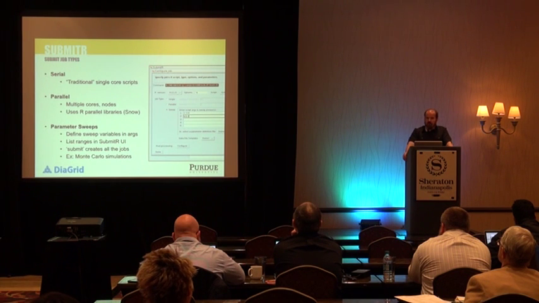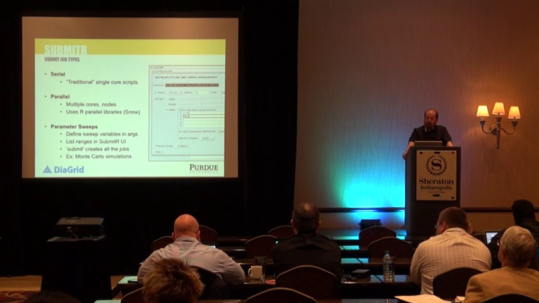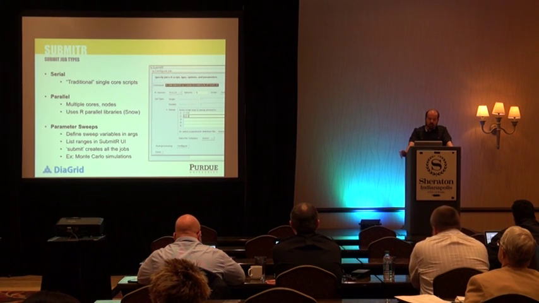They can also do parameter sweep jobs where they just define some arguments for their script and then list the ranges here in the UI. And when they click go, submit will create all the relevant jobs based off of those, sweeping through those parameters.